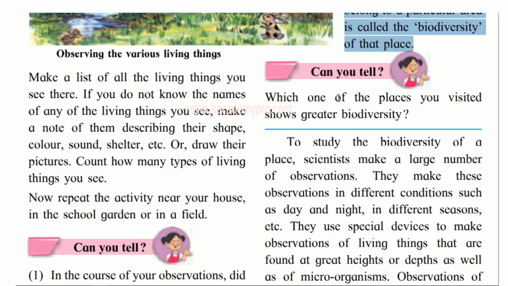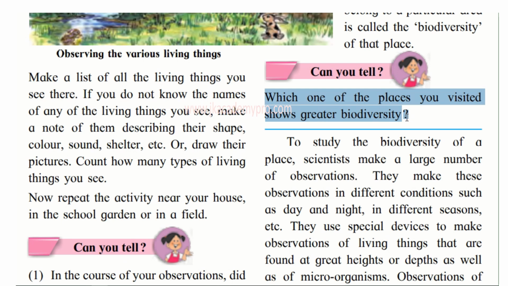Now, can you tell which one of the places you visited shows greater biodiversity? Which place showed more biodiversity? That means more variety of living things, not more number of the same living things. Variety, different kinds of living things, more variety of living things. So do observe that and note that also.